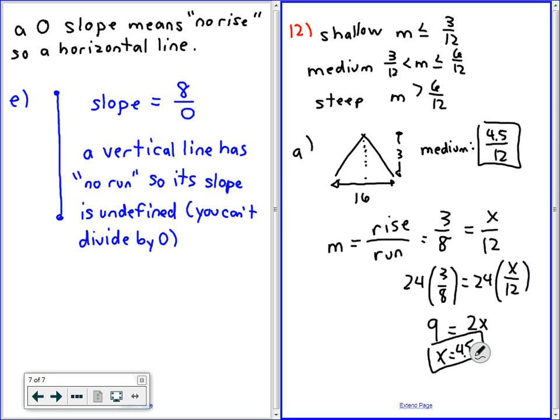So what does that little equal sign with the line on the top mean? This is the other thing. This means right here, m is less than or equal to. So you ever play Pac-Man? Pac-Man is trying to eat, so it's eating the bigger one. So m is smaller than 3 over 12. M is between 3 over 12 and 6 over 12. And m is bigger than 6 over 12.